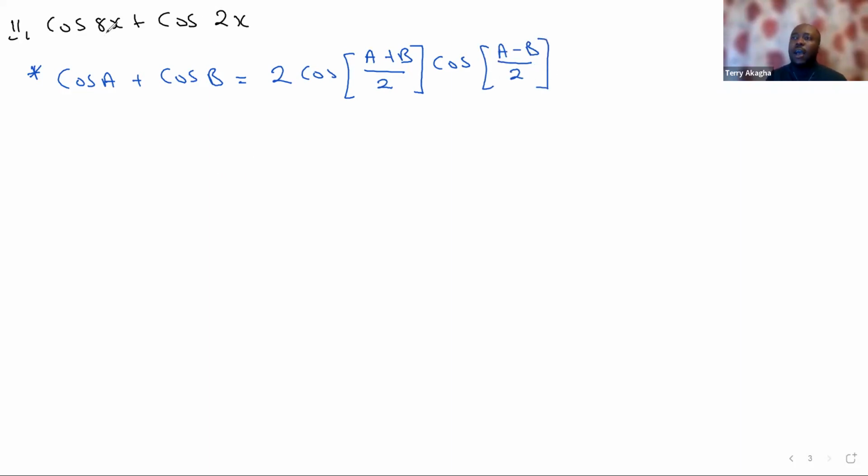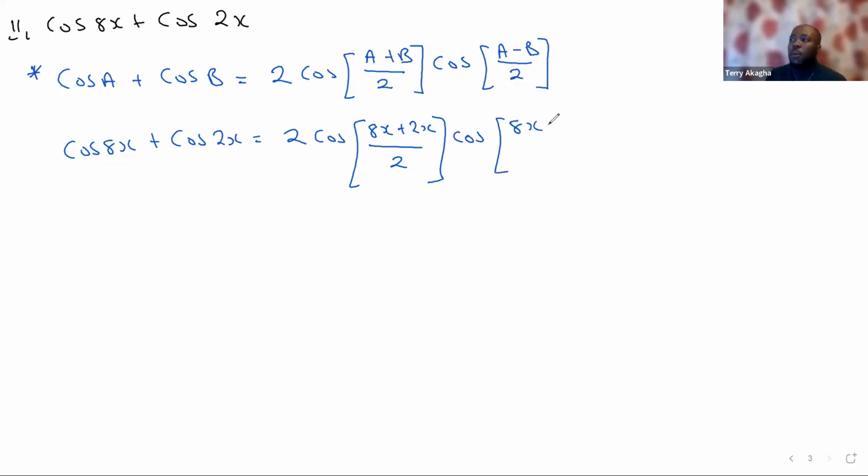So in this case here, our A is 8x and our B is 2x. So that means I can easily then substitute this. So cos 8x plus cos 2x will give me 2 cos of (8x plus 2x) divided by 2, times cos of (8x minus 2x) divided by 2.